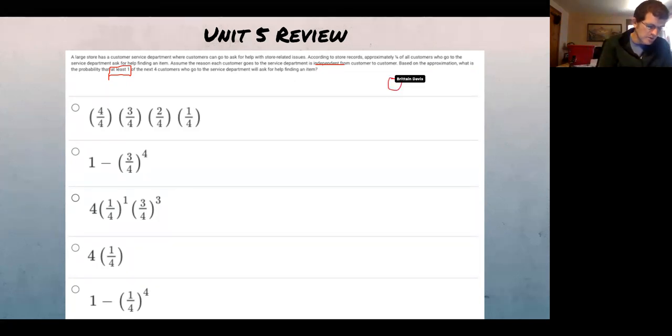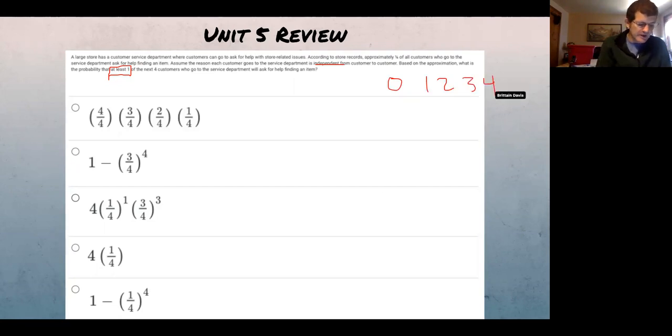So we could have 0, 1, 2, 3, or 4 customers come up for help finding an item, and all of these are success conditions. The only failure is 0. So this is where it's actually best to find the probability of no successes and get the complement of that.